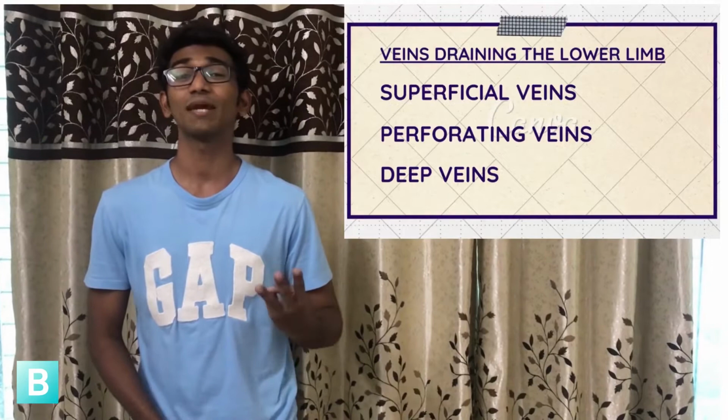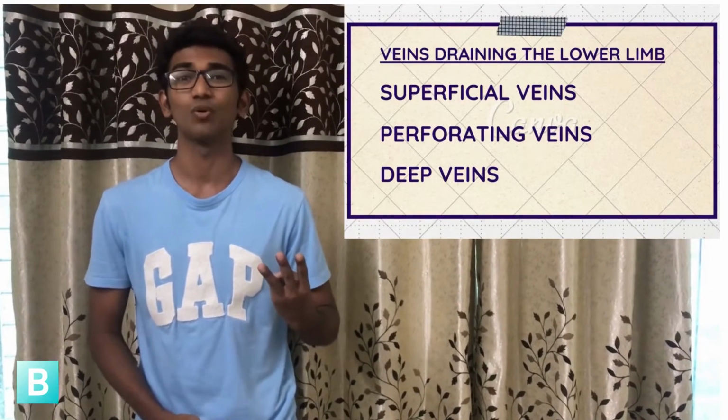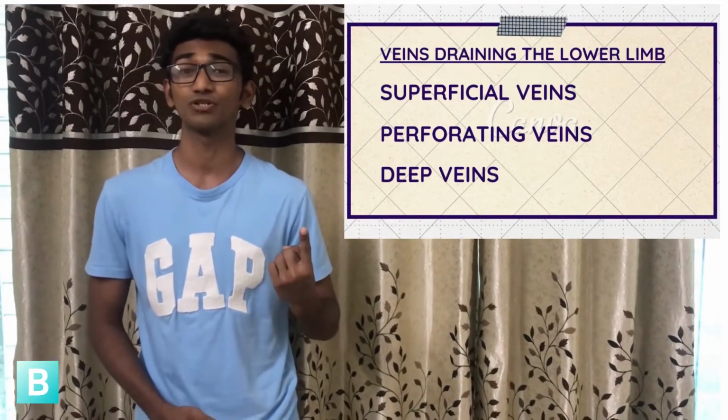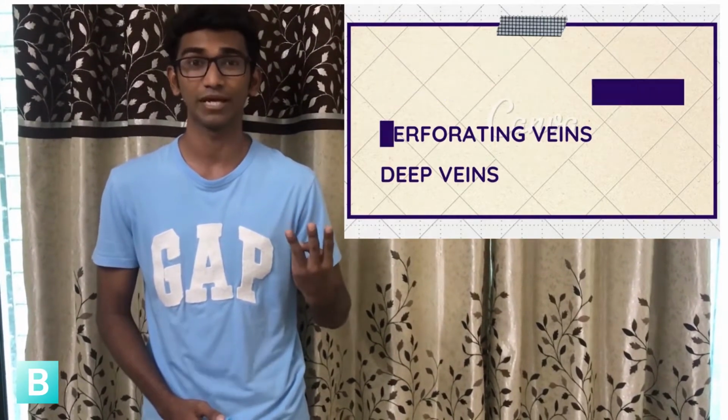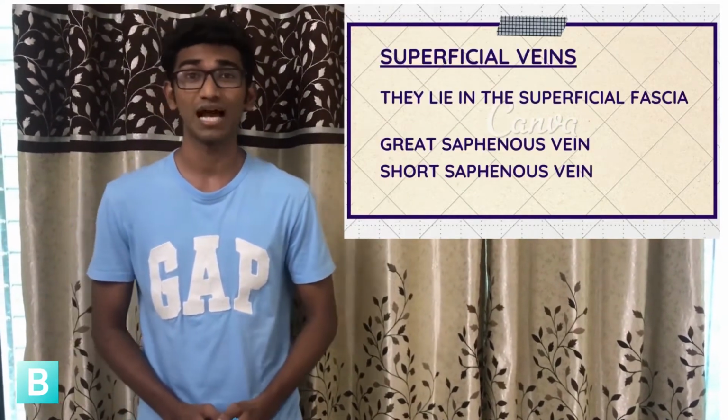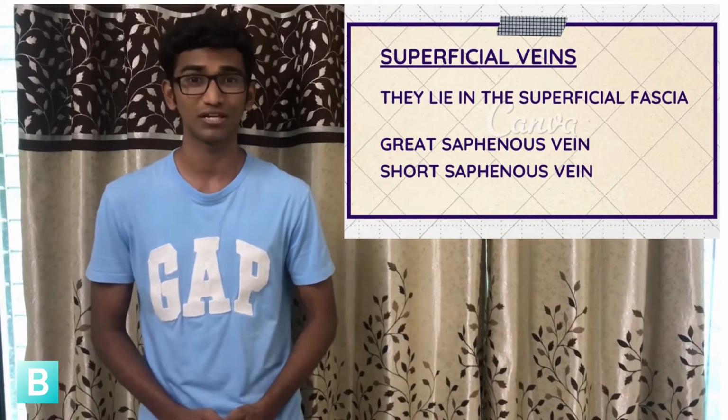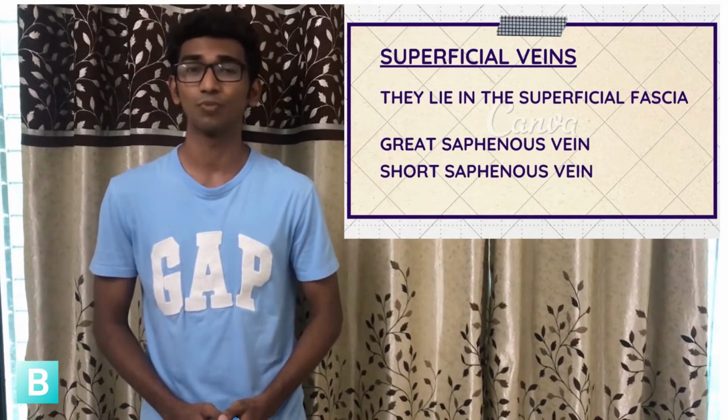My name is Shlok Raykwad, and today I will be talking on the topic of venous drainage of the lower limb. There are three types of veins which drain the lower limb. The first is the superficial vein, the second is the perforating vein, and the third is the deep vein. The superficial veins are the veins which lie in the superficial fascia. They join to the deep veins.